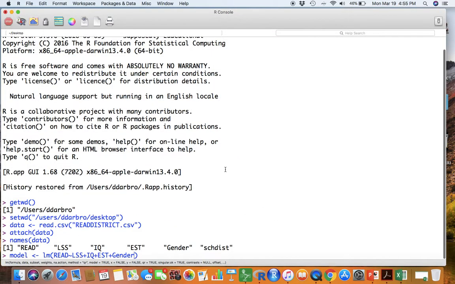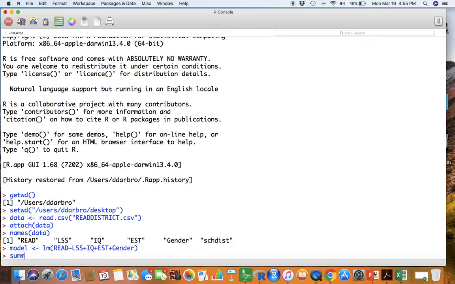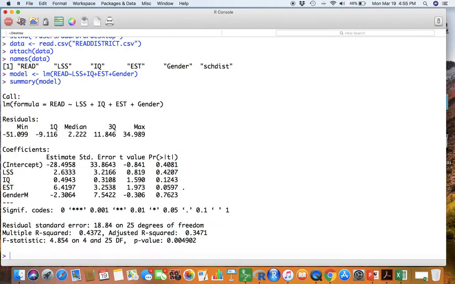Let's run our model. The first thing I'd want to do is a summary of my model, and for what we're looking for, we typically have tunnel vision for the last column, the probabilities, the p-values, and we can see that although not statistically significant at the 0.05 level, EST is significant at the 0.10 level. Now, we would also want to get into our model diagnostics.